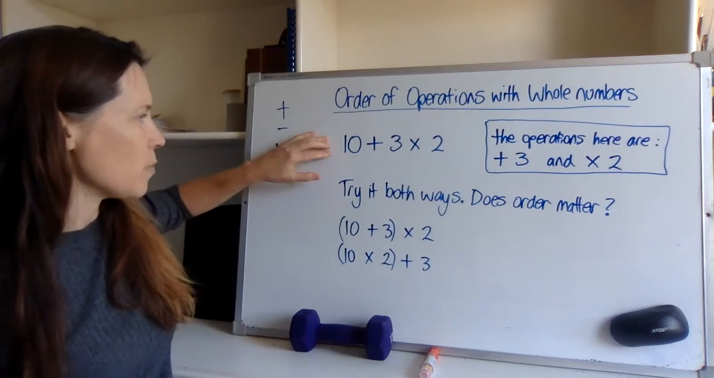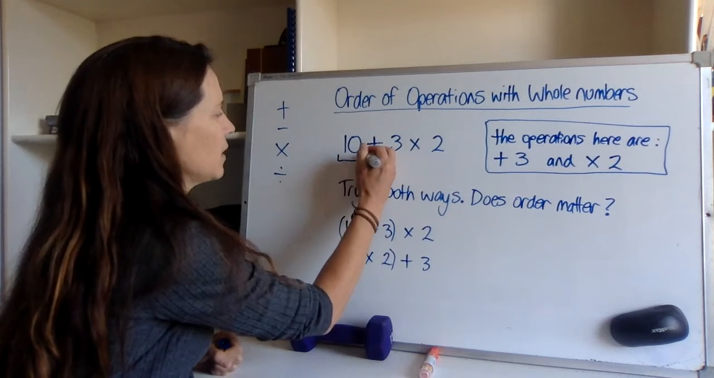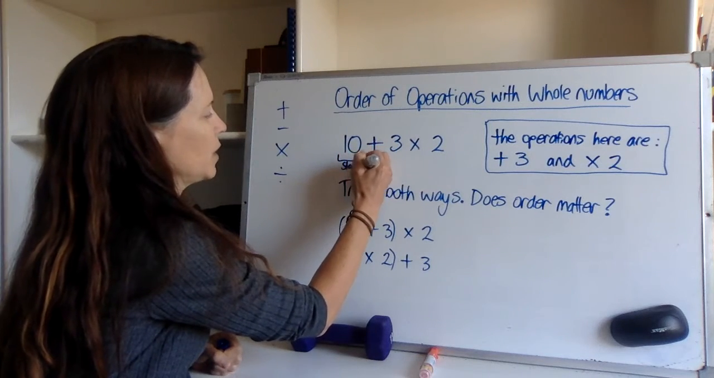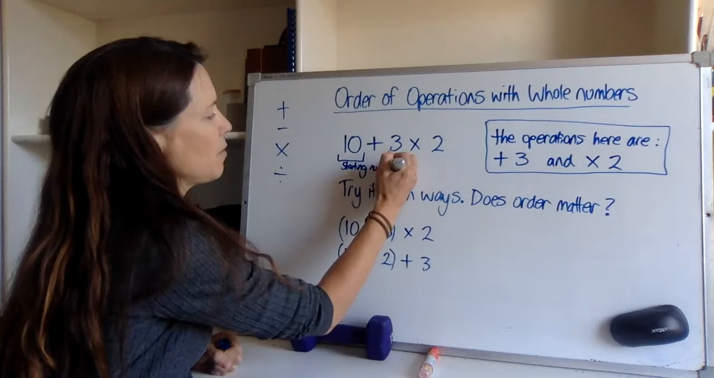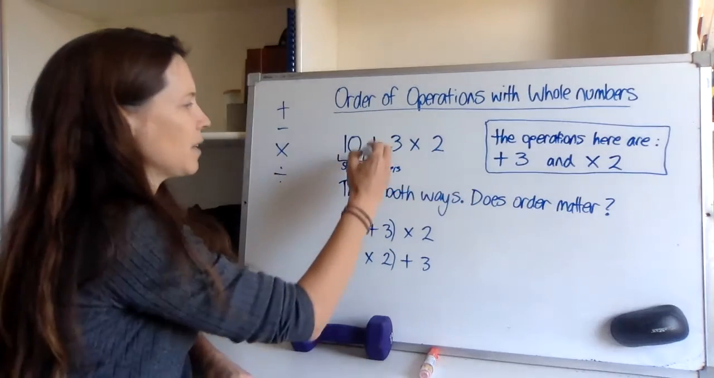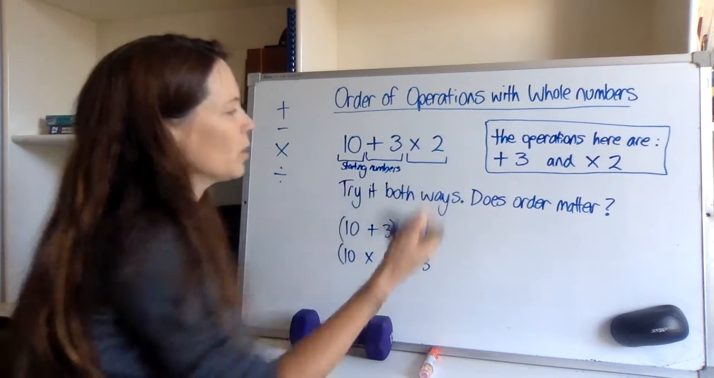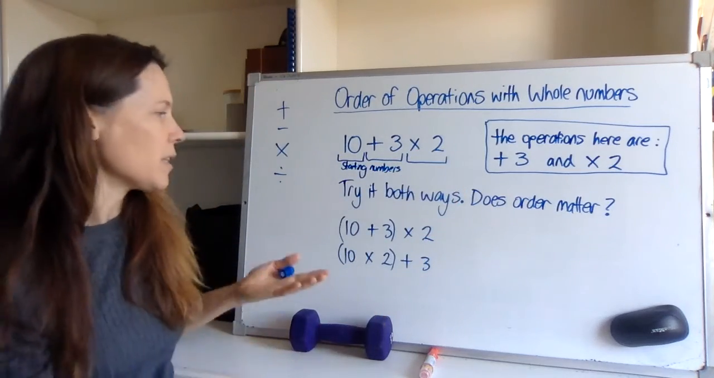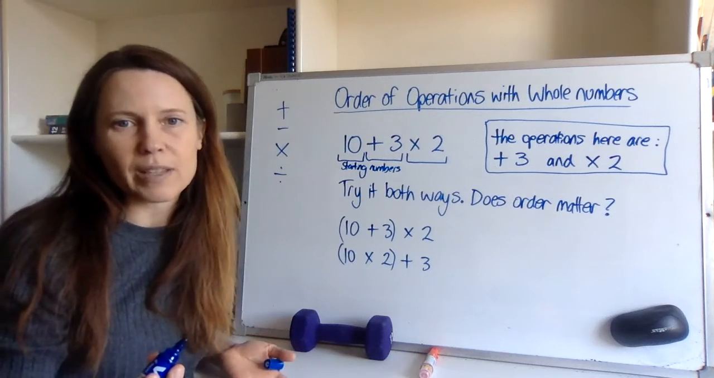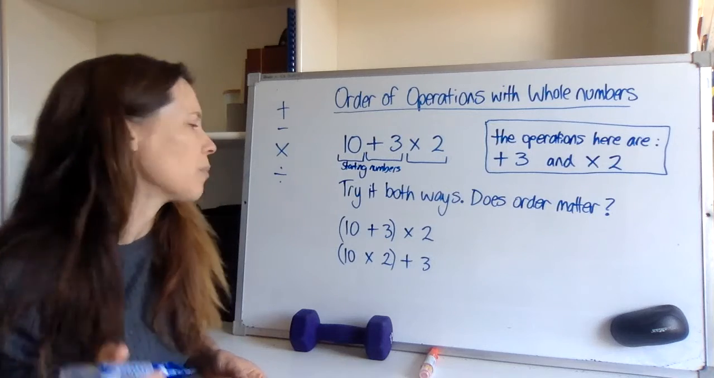So looking at a really simple expression like this one, what we've got here really is a starting number of 10, and then we've got two operations, and the operations here are adding 3 and multiplying by 2. Two different operations. So let's consider, does the order of these operations matter here? Now we can work out whether it matters or not by trying it both ways.